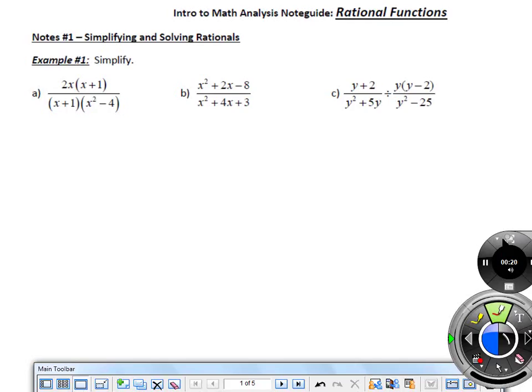Okay? So while you guys are copying some of that down, some notes about what you cannot do. If I had something like this, can I cancel out the x squareds? No. Okay? There might be something I can do with them later, but here's the thing. You can only cancel out factors. So a reminder of what a factor is.